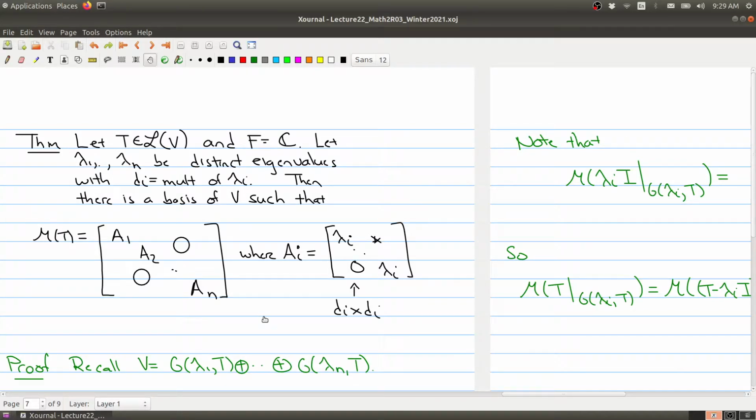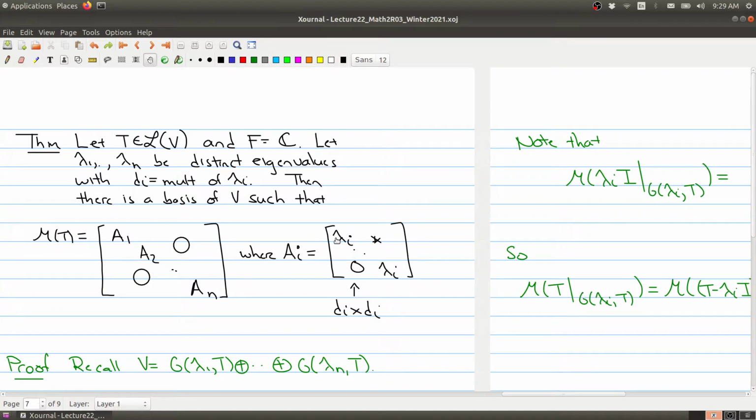So welcome to the last part of lecture 22. In this last part, I want to prove the next theorem, which says that if I take any operator over the complex numbers, and I know its distinct eigenvalues, and I know the multiplicity of each of those eigenvalues, then I can find a basis of V such that the associated matrix is a block diagonal matrix. And not only that, I know that each block has a particular form.